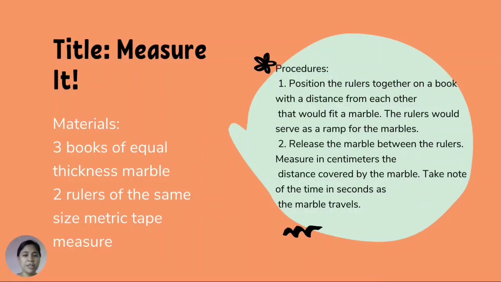Now, this time, prepare the materials listed. If not available, you may use other materials at home to perform the activity. You may ask again for the help of your parents, guardians, or any adult members of the family if needed. Materials: first is three books of equal thickness, a marble, two rulers of the same size, and a metric tape measure.